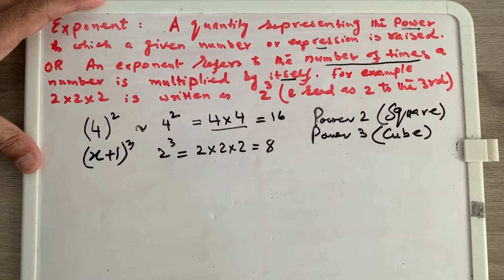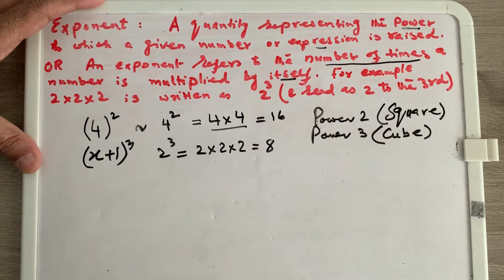A quantity represents the power to which the given number or expression is raised. This is one definition. We say that if any number is raised on top of a number, it's a power, and its other name is exponent. An exponent refers to the number of times a number is multiplied by itself. So that is important to remember, that it has to be multiplied by itself.